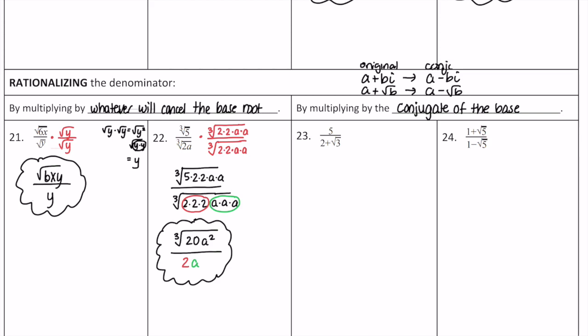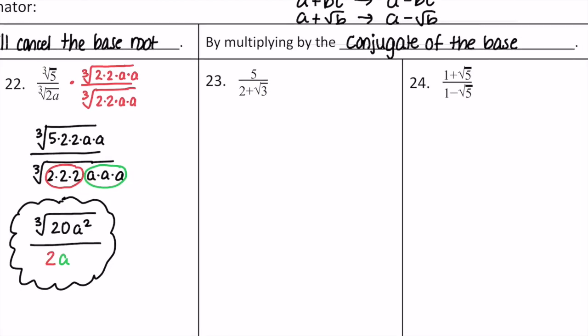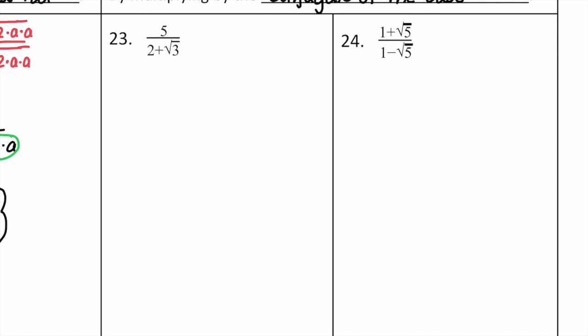For number 23, I'm going to multiply by the conjugate of the base. So I'm just changing this sign. I'm going to multiply by 2 minus the square root of 3 in the top and the bottom. Now I'm going to do the top. The top is going to be 5 times 2 minus the square root of 3. I distribute this 5 to both terms, and I have 10 minus 5 square roots of 3. That's going to be the top.